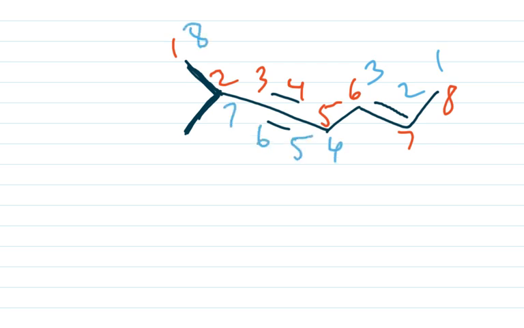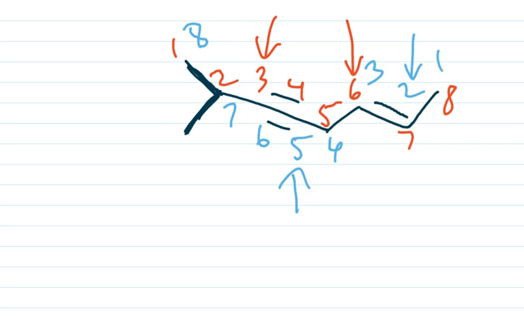So if we're looking at the red numbering, at which carbon number does a triple bond fall on? That would be carbon number 3, right? And at which carbon number does a double bond fall on? That would be carbon number 6. But if we're looking at the blue numbering pattern, at which carbon number does the double bond fall on? That would be number 2. And at which carbon number does the triple bond fall on? That would be number 5.